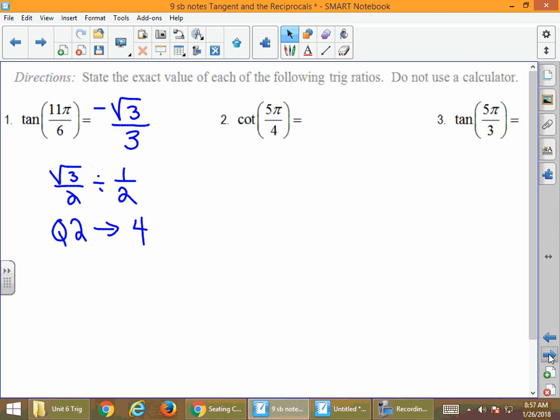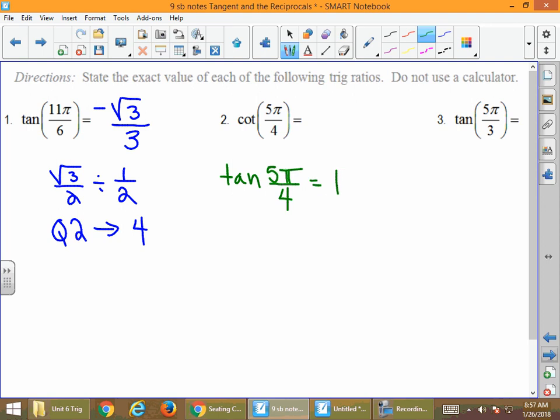As we look at number 2 here, this one's cotangent. And the way that I think of it is the same way that I think of the secant and the cosecant. What does cotangent link back to? It links back to tangent. It's the reciprocal function. And I do know my first quadrant values for tangent. Tangent of pi over 4 is 1. If you want to do the sine divided by the cosine, it's the square root of 2 over 2 divided by the square root of 2 over 2.